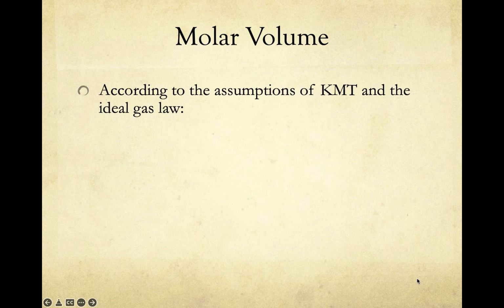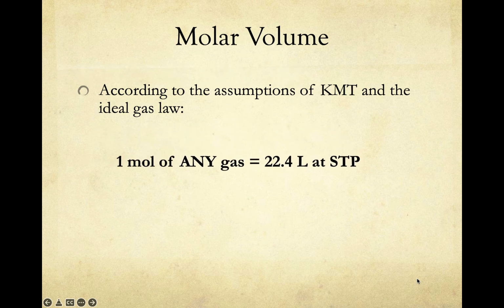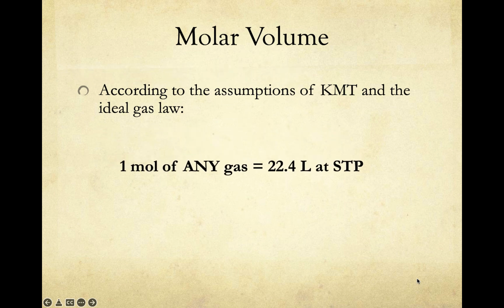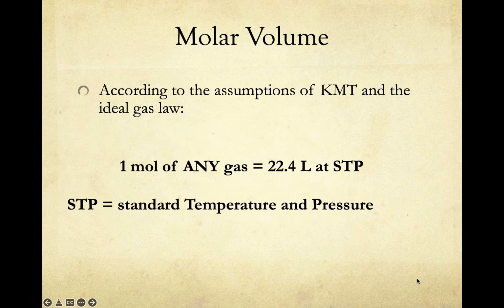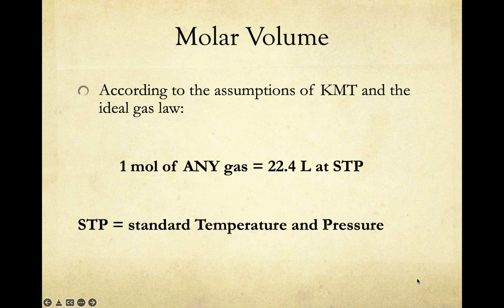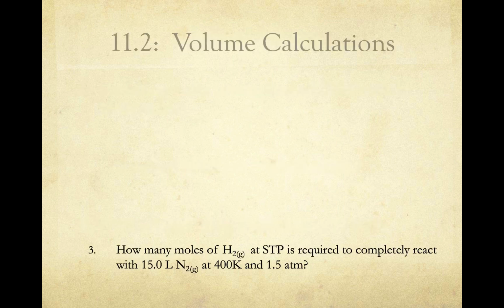Now let's think about molar volume. According to the assumptions of kinetic molecular theory and the ideal gas law, 1 mole of any gas will occupy the same volume, and that volume will be 22.4 liters as long as you're at STP, or standard temperature and pressure. In chemistry, we define standard temperature and pressure as 273 Kelvin and 1 atm. In other words, regardless of the identity of the gas, if you have 1 mole of it at 273 Kelvin and 1 atm, it will occupy 22.4 liters. This fact allows us to do some stoichiometric calculations as well.